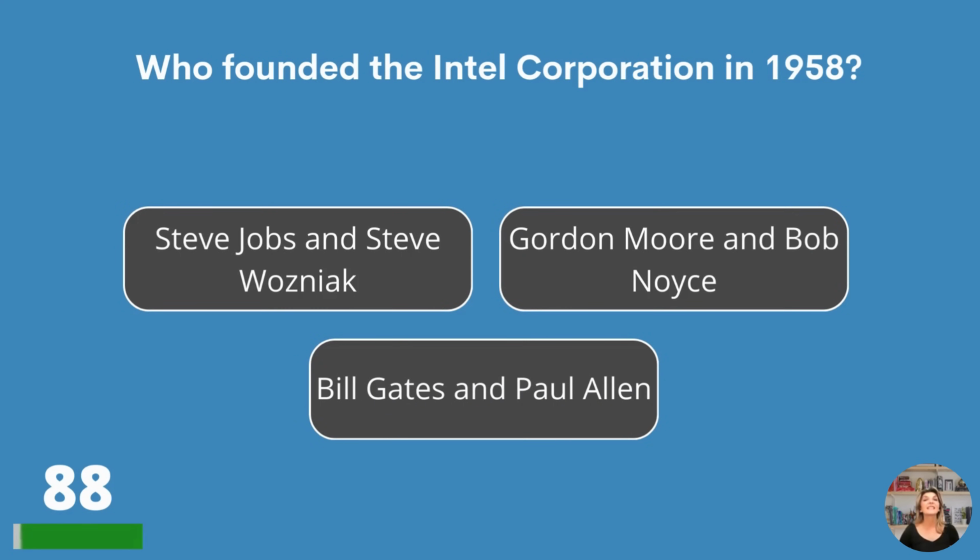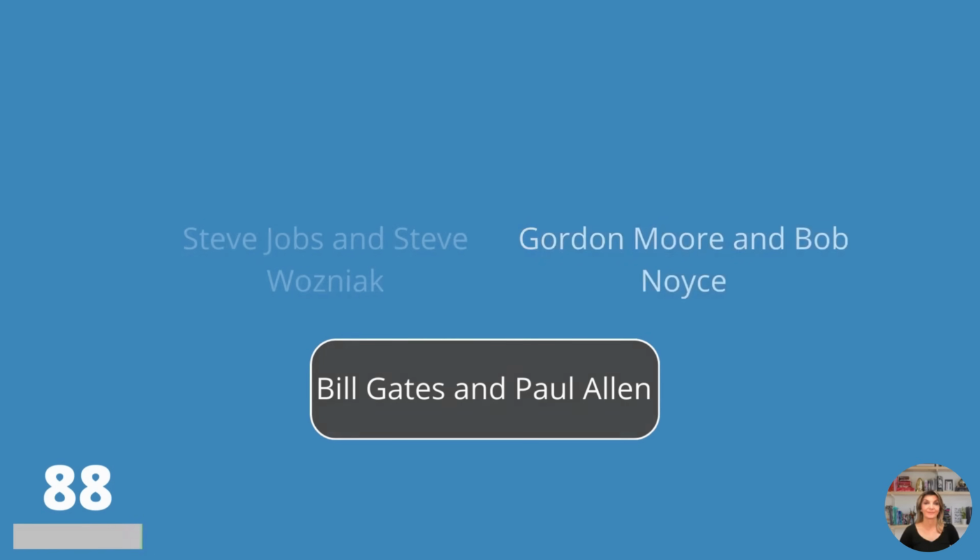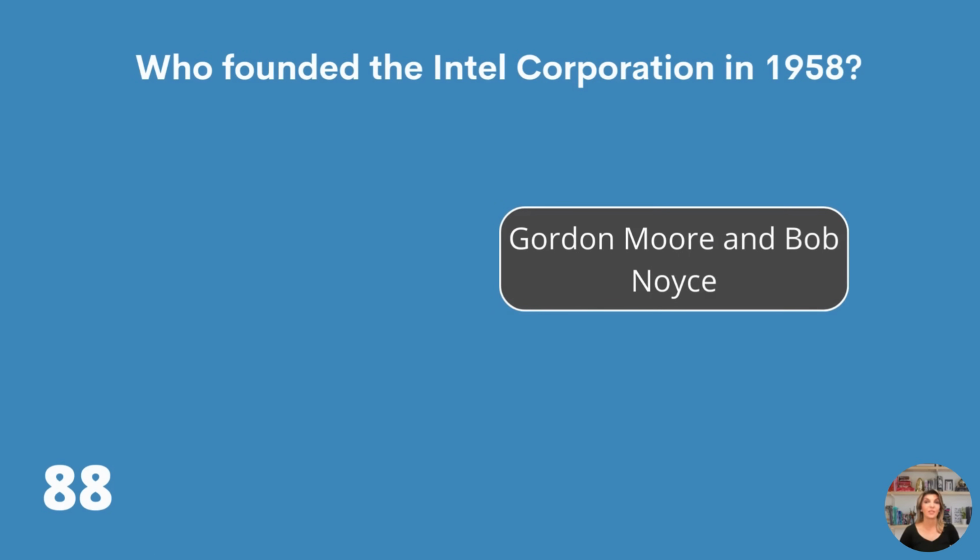Who founded the Intel Corporation in 1958? Steve Jobs and Steve Wozniak, Gordon Moore and Bob Noyce, or Bill Gates and Paul Allen? Gordon Moore and Bob Noyce.